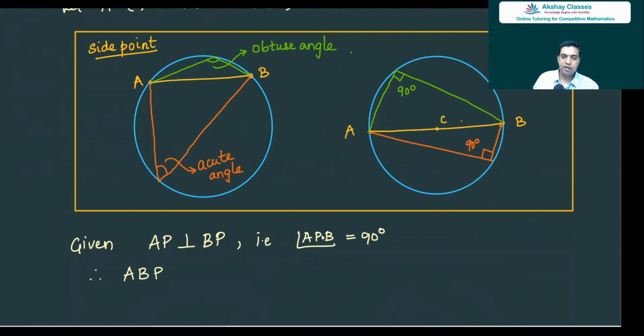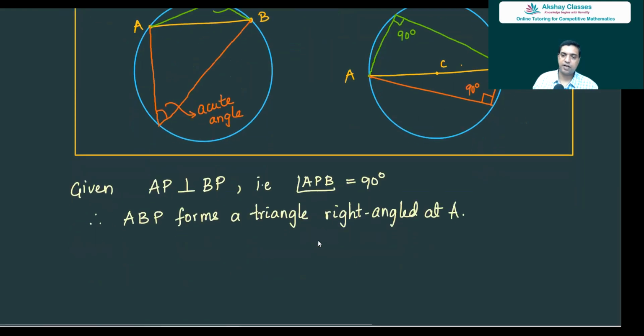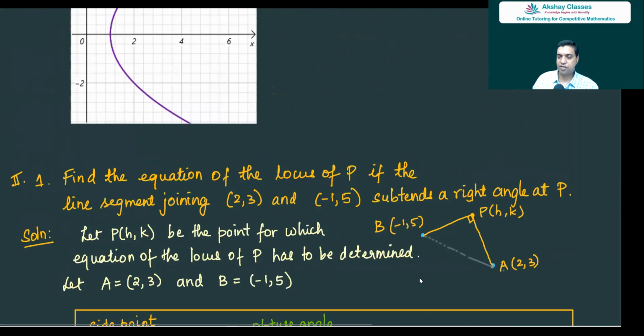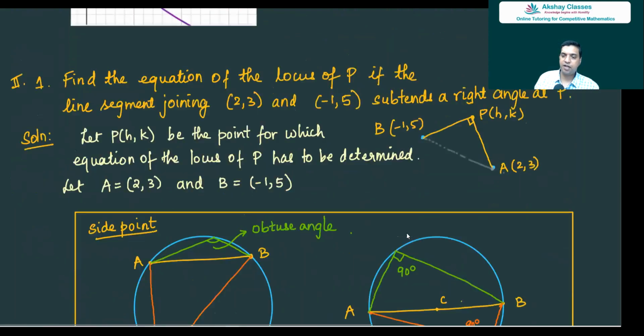ABP forms a triangle right angled at P. Okay. Therefore, we'll have to apply Pythagoras theorem. So if this is the right angle, AB will become the hypotenuse. AP will be one side, PB will be another side.